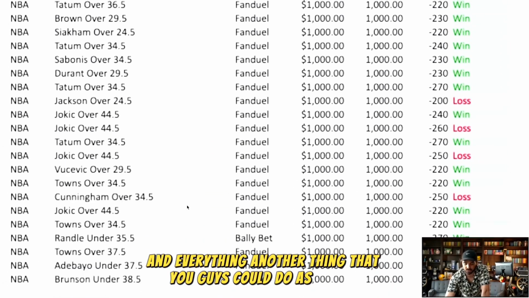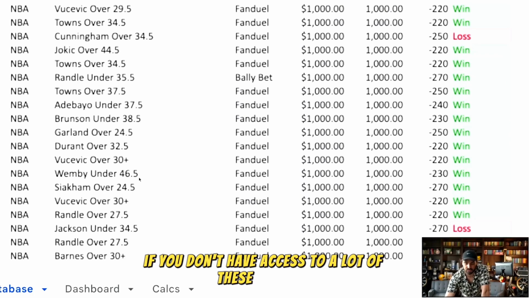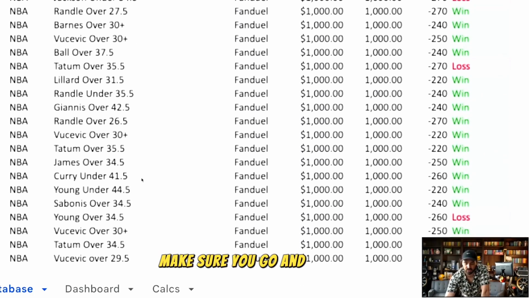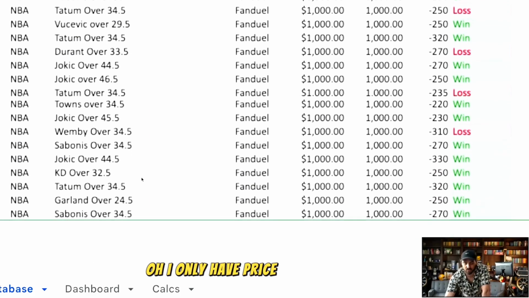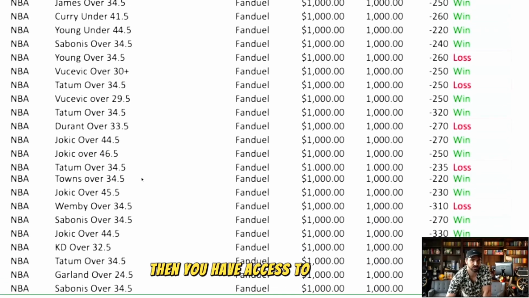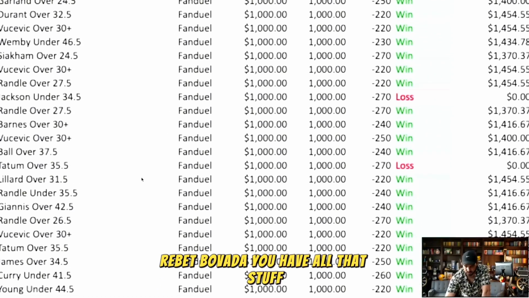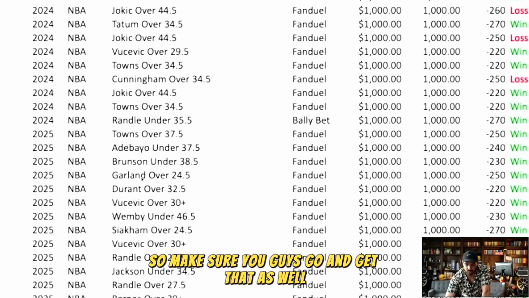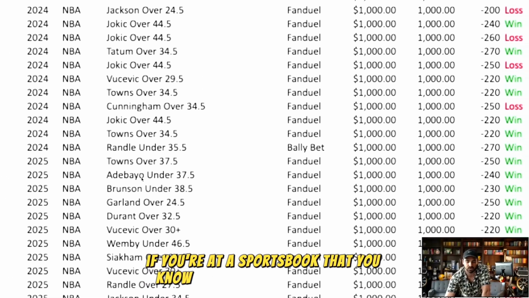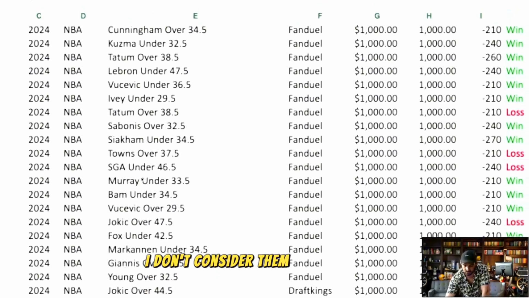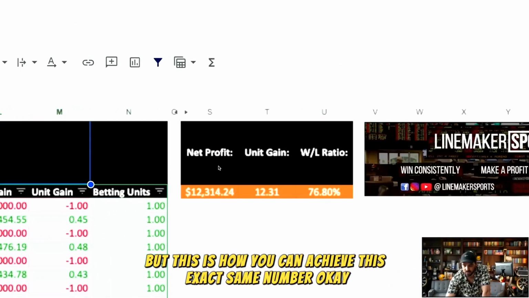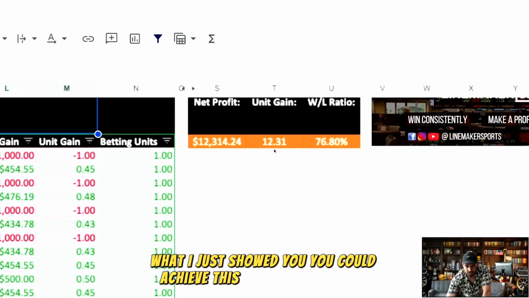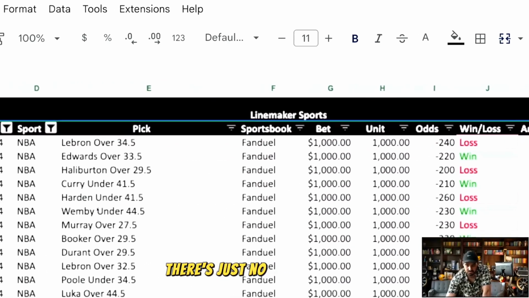Another thing that you guys could do as well is if you don't have access to a lot of these numbers, make sure you go and you have offshore books as well. All right, because some people say like, oh, I only have Prize Picks and Underdog. Well, if you have Prize Picks and Underdog, then you have access to Bet Online, Bet US, Fliff, Rebet, Bovada. You have all that stuff. So make sure you guys go and get that as well if you're at a sports book that is Prize Picks or Underdog. I don't consider them really sports books though. But this is how you can achieve this exact same number. Okay? What I just showed you, you could achieve this same exact number. There's just no reason not to.